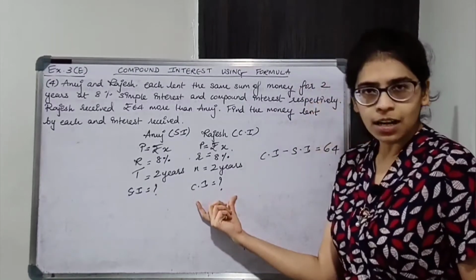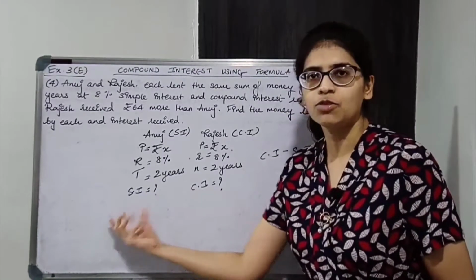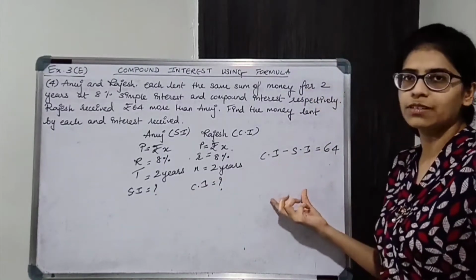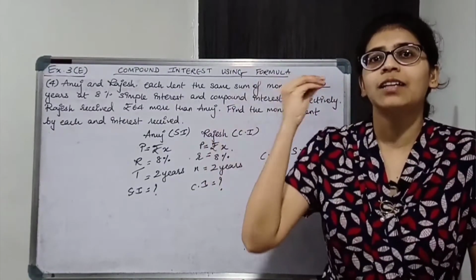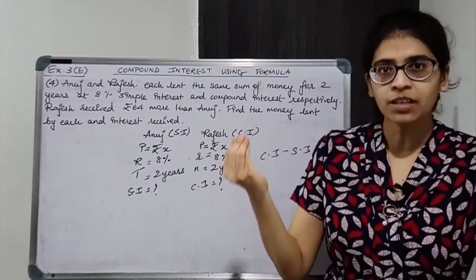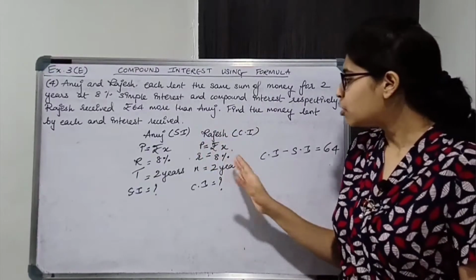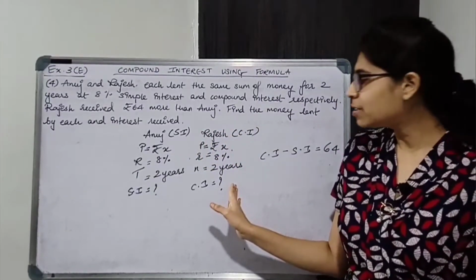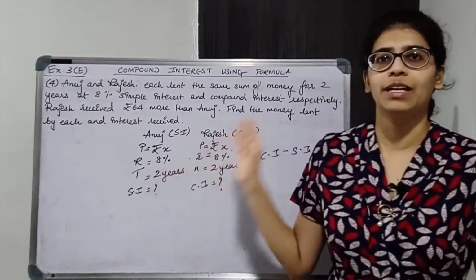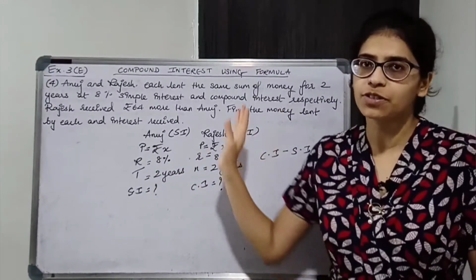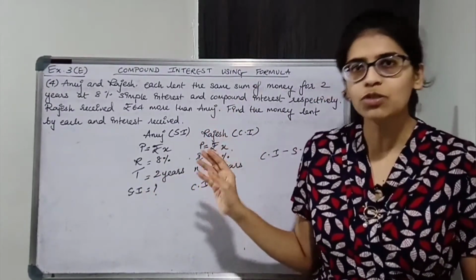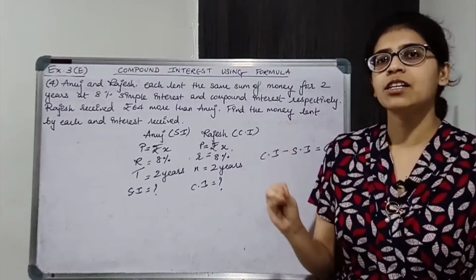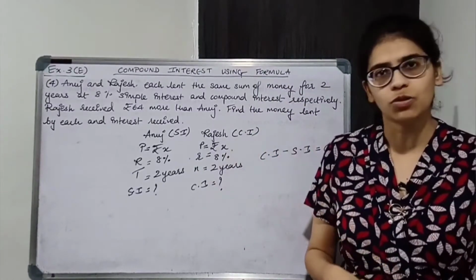Once you get that answer over here and here, you just need to substitute those values over here and you will get the value of X, that is principal. Once you get principal, you just need to substitute that value in CI and SI and you will get the values of compound interest and simple interest. So it's very easy. Let us now write down the given information and start solving.